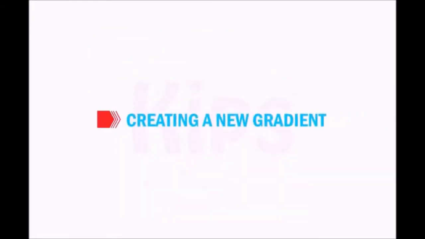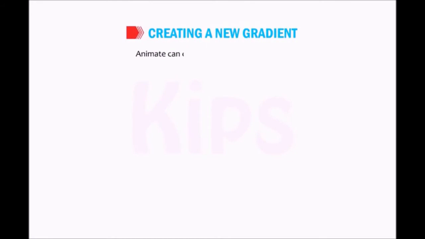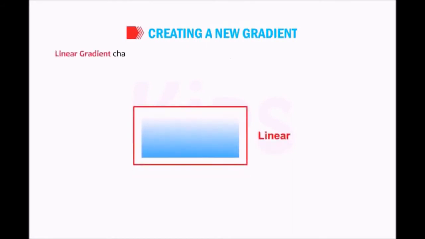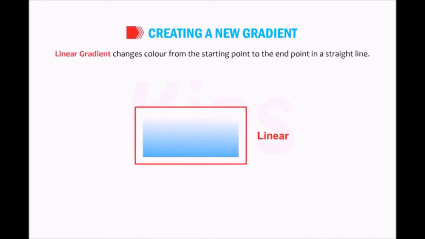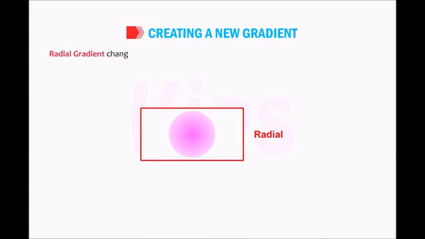Hey students, now let us find out how to create a new gradient. Animate can create two types of gradients. Linear gradient changes color from the starting point to the end point in a straight line. Radial gradient changes color in a circular outward direction starting from the focal point.